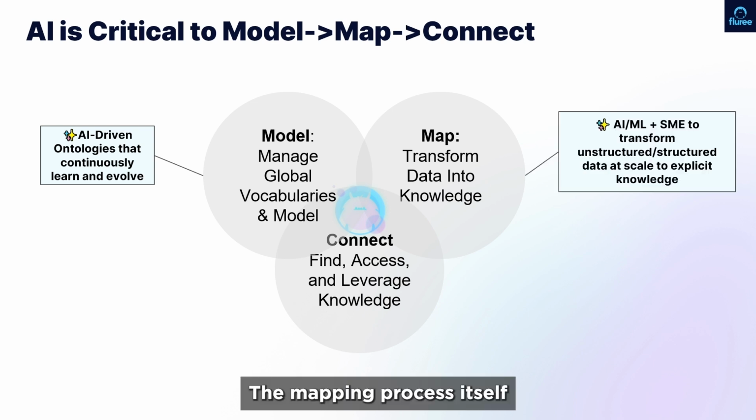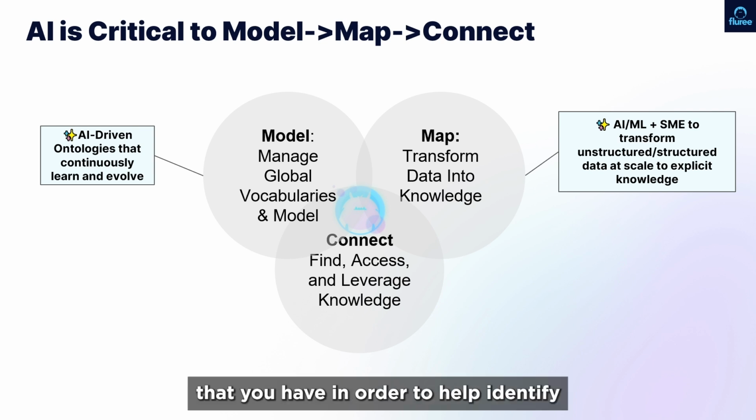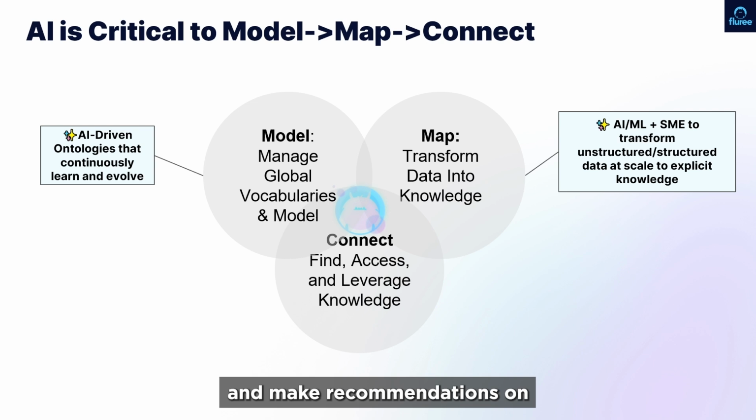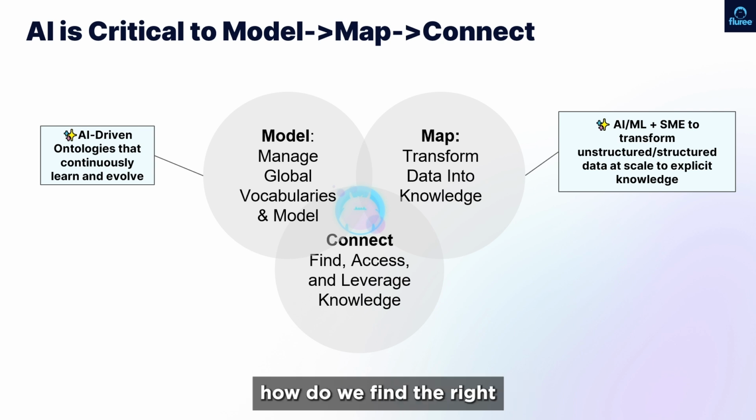The mapping process itself has to be, by definition, a machine-assisted process to go through and scan all of the vast stores of data that you have, in order to help identify and make recommendations on how we find the right classes and properties from our model to then overlay and map on top of our existing data.